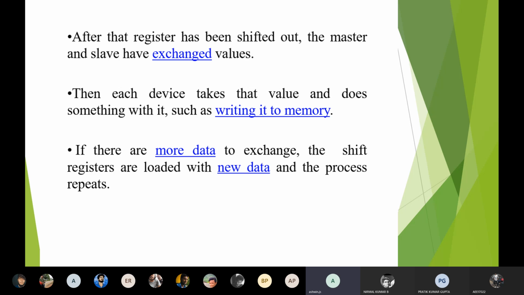And once you transfer and receive the data, afterwards the master or a slave, which is linked with the memory, will do the read or write operation. Okay.